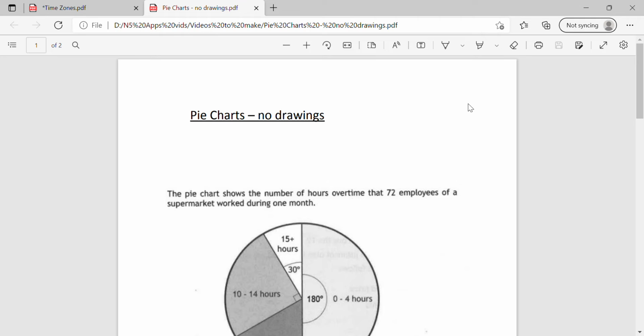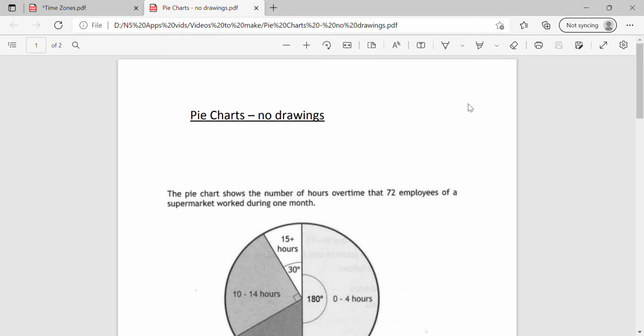So a pie chart is just a visual representation of data based on sectors, sections of a circle. The bigger the angle, the bigger the corresponding value that sector has.